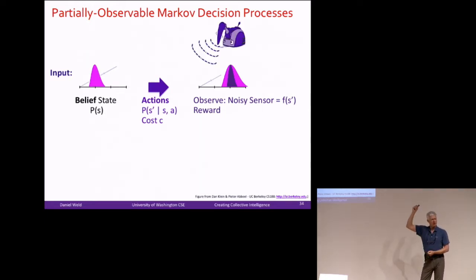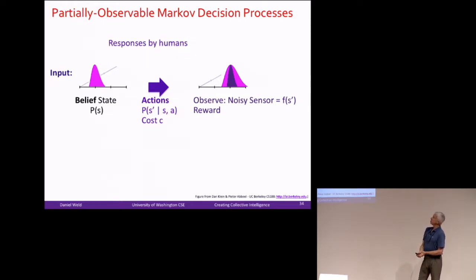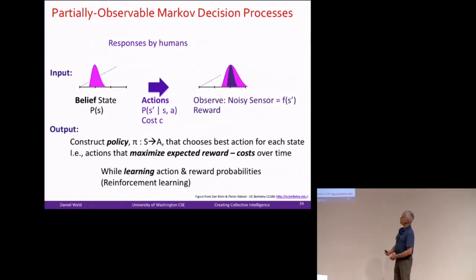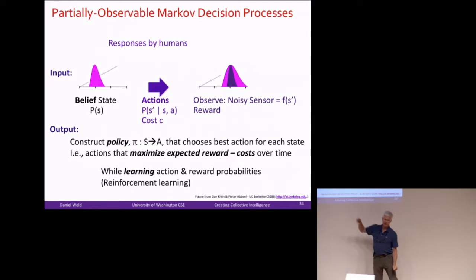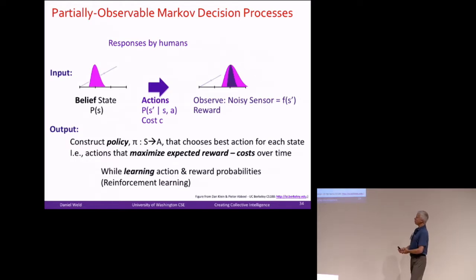And these models have been used in robotics all the time with, for example, sonar systems as the observation model. But what we're doing is having the responses that are coming back from Mechanical Turk be the observations from our actions. And what we're trying to do is come up with this policy, which is a mapping that says what action should the controller perform in this situation. And we want to do it as we're actually learning these probability models and learning the reward model as we go. So it's a reinforcement learning problem.